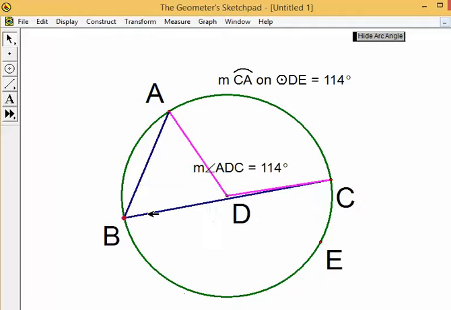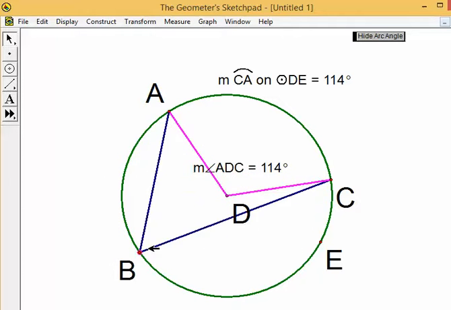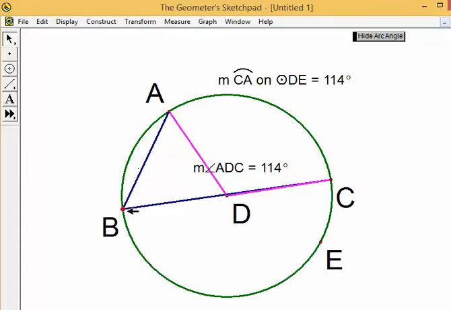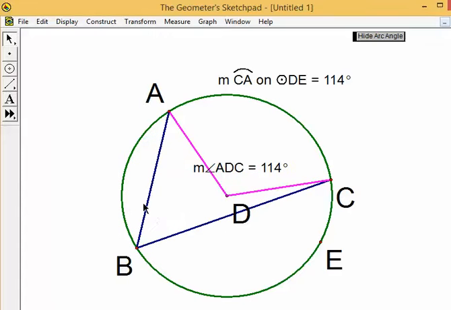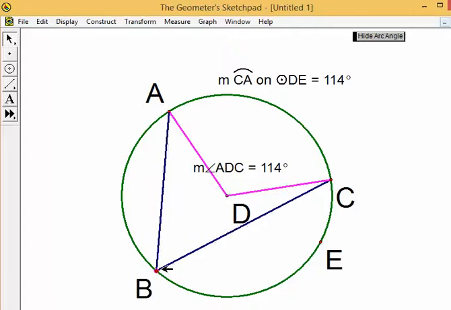See angle B? Angle B has a vertex on the circle. That's inscribed. That's what that means. And notice how it's hitting the same spots that the central angle hits. It hits A and then it hits C. So it's hitting that arc. But this angle B is not 114 degrees.